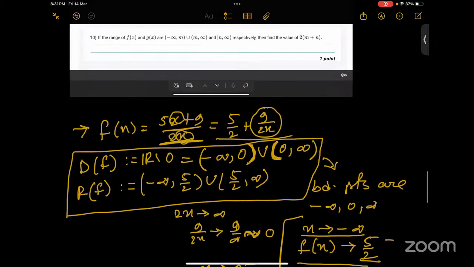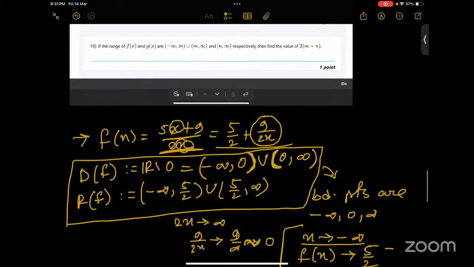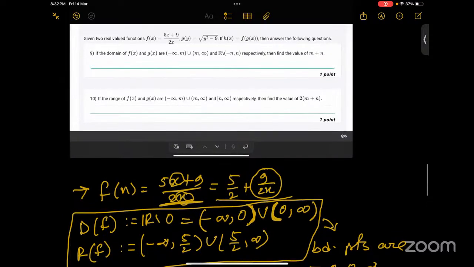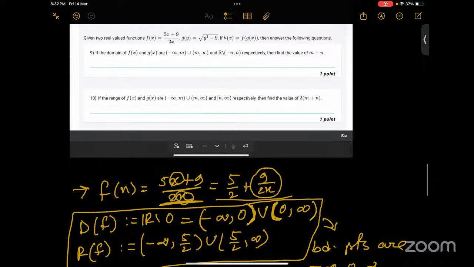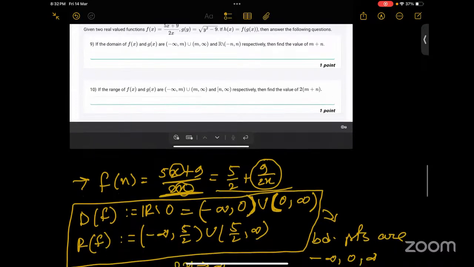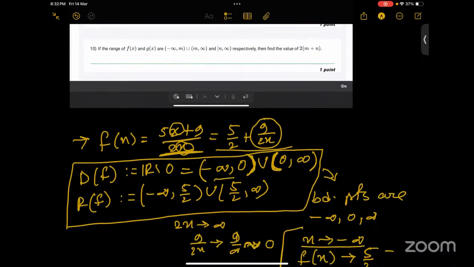Okay. So is it clear how to find the domain and range? Yes, ma'am. So here in the question we have the domain of f is minus infinity to m union m to infinity, and we can see the domain is this. That means the value of m is what? 0. Correct.